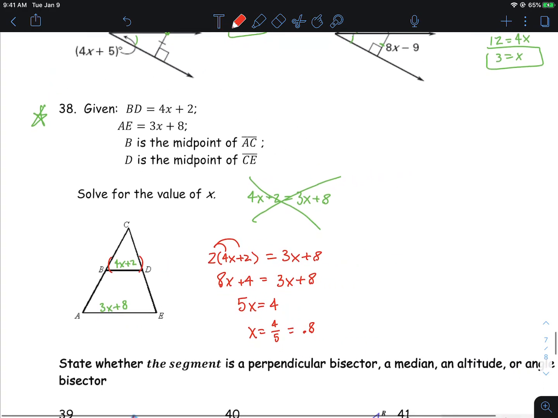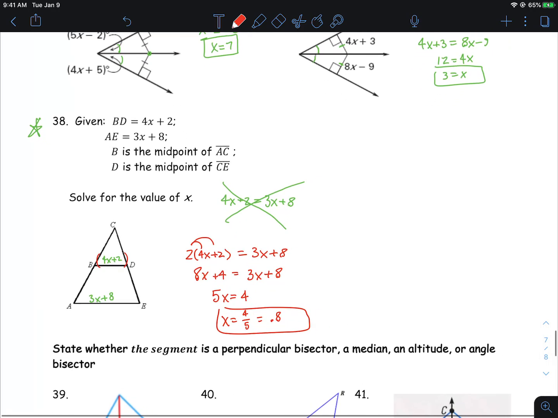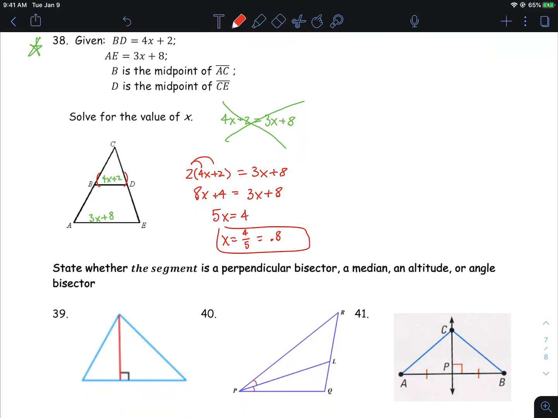They wanted the value of x, so that would be done right there. If you needed to go find the actual number, you can go plug that back in to go find the actual number that matches.